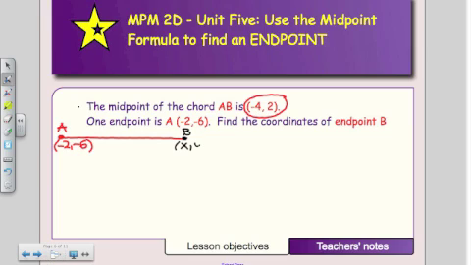For this particular question, I don't know the value of my other endpoint B. So we're going to let B be represented by (x, y), and those are unknown values. However, I do know that my midpoint is equal to (-4, 2). So in order to solve this question, we're going to use some algebra.